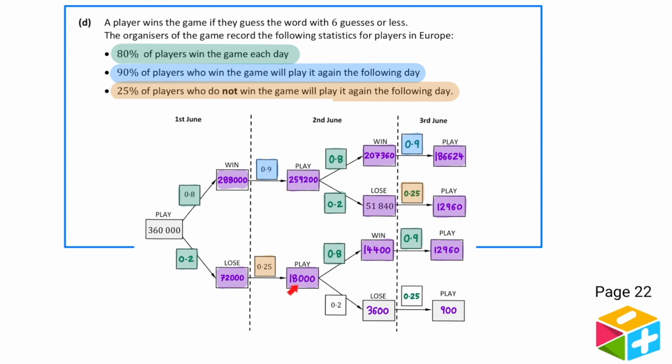Backtracking a second, of the 18,000 players on the 2nd of June, 20% or 0.2 will lose. Multiplying 18,000 by 0.2 gives us 3,600. 25% of players who lose will play again the next day, so to find the number of these people who play again on the 3rd of June, all we have to do is multiply by 0.25. This gives us 900.